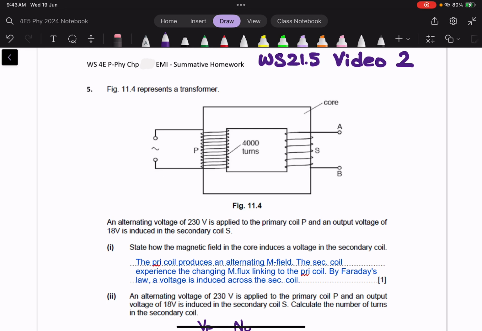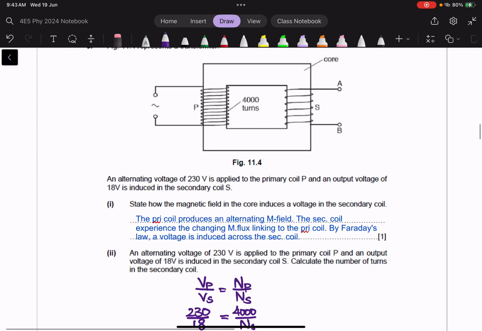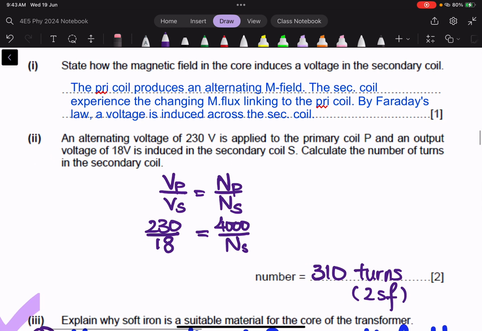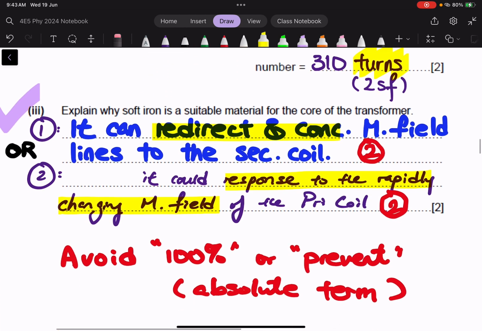So let's carry on. For question 5, I will not spend much time covering it in the video, because for part 1, this is the standard answer to explain how the voltage is induced in the secondary coil of a transformer. Then part 2 is just an application of the transformer equation. Just take note, remember to have the unit as turns, not coil. There are only 2 coils in the transformer, the primary coil and the secondary coil. Each coil has a different number of turns. Then remember that for physics, we round to 2 SF.